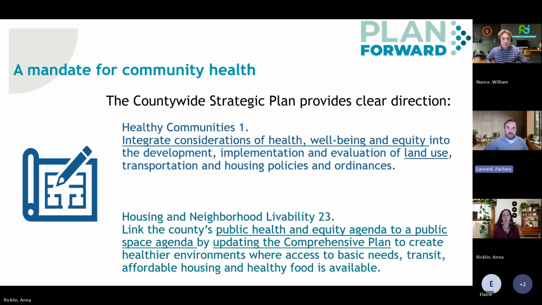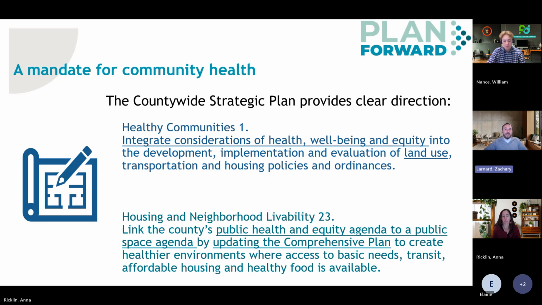But two of them that we really wanted to point out here were healthy communities, looking at integrating considerations of health, well-being, and equity into the development, implementation, and evaluation of land use, transportation, housing policies and ordinances. And another one is in the housing and neighborhood livability section, linking the county's public health and equity agenda to a public space agenda by updating the comprehensive plan to create healthier environments where access to basic needs, transit, affordable housing, and healthy food is available.